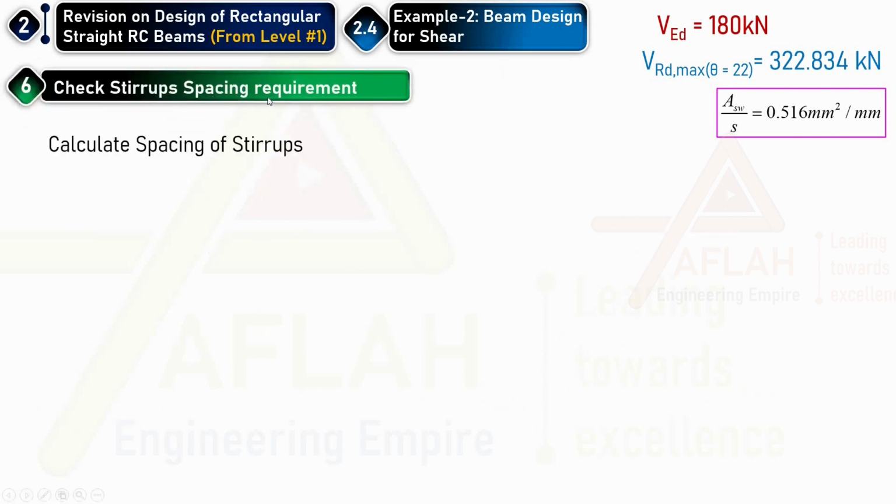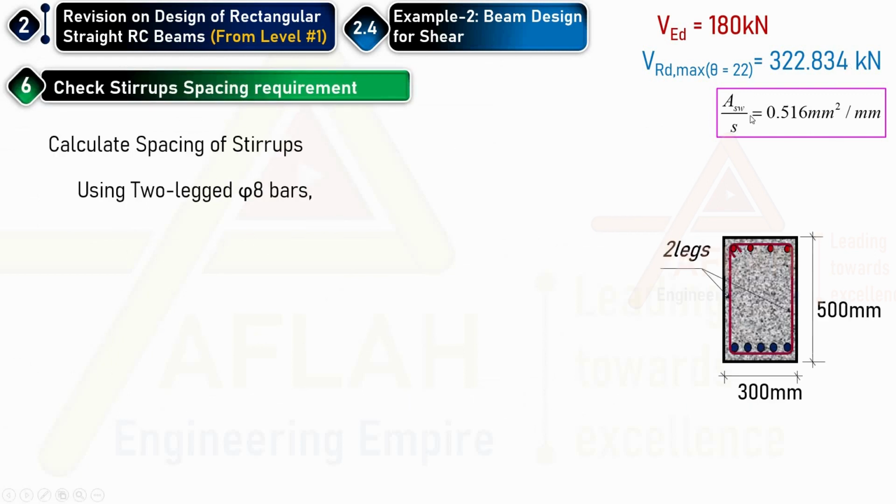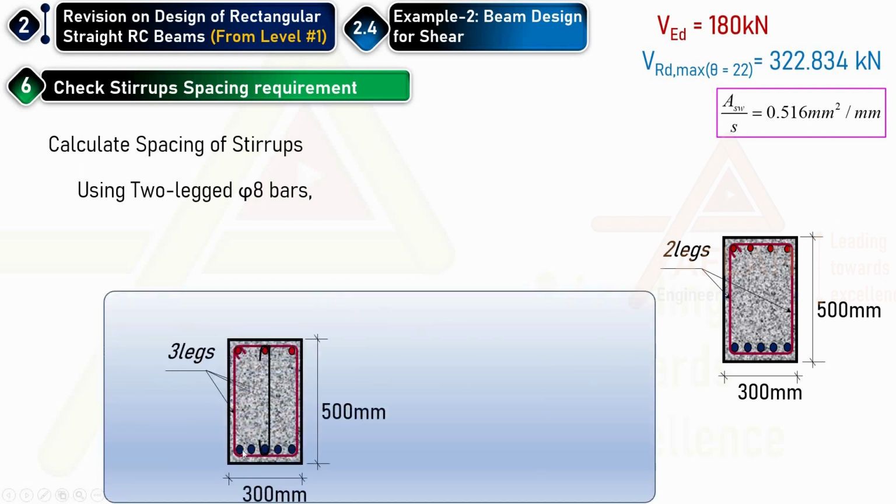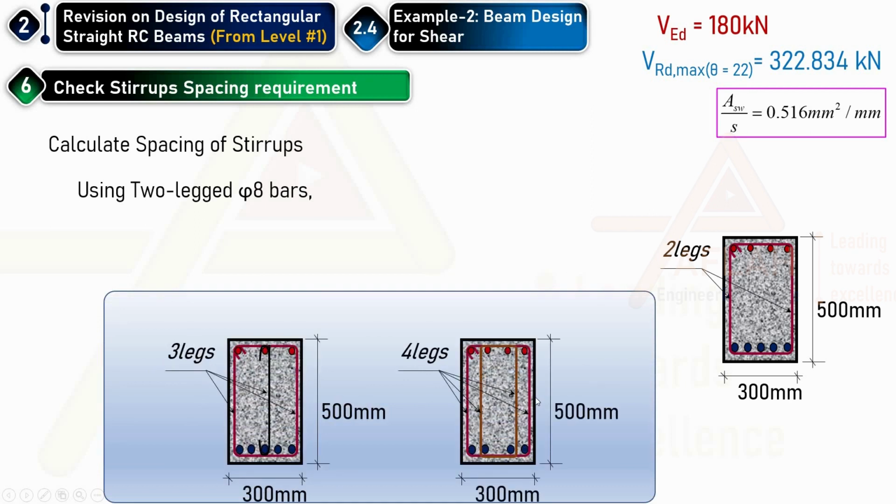Now let me check the spacing. For the spacing, let me calculate how much spacing is required for this ratio. Assume 2 legs. What does it mean? 2 legs means these vertical legs that you can see here. So sometimes you may assume if the spacing becomes very close, maybe 4 cm, 2 cm, 3 cm, and you want some adequate space, then you need to increase the legs of the element. For example, you may make it 3 legs like this, maybe 4 legs like this, okay?